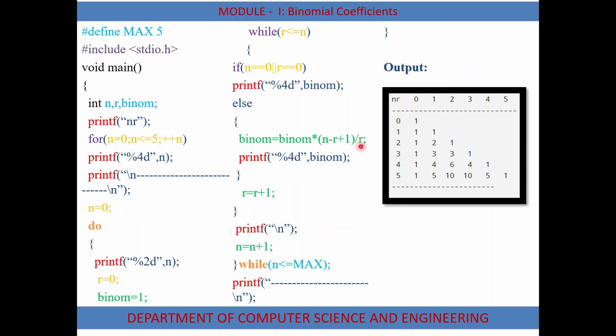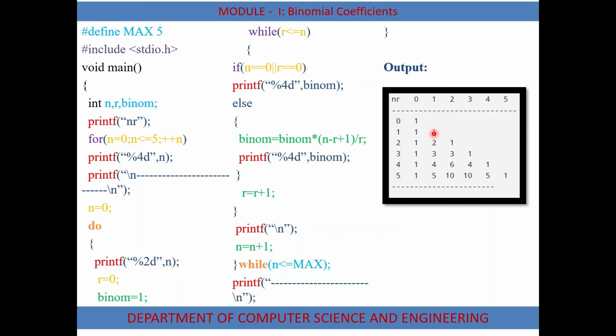Now what is the value of binomial? That is 1, what we got from here. Plus, what is the value of n? That is 1. Minus r, r is also 1. Plus 1 divided by the value of r, that is 1. That is 1 into 1 minus 1 plus 1 divided by 1, that is 1. Now the value of binomial is equal to 1. Print that value. So this value is printed here.